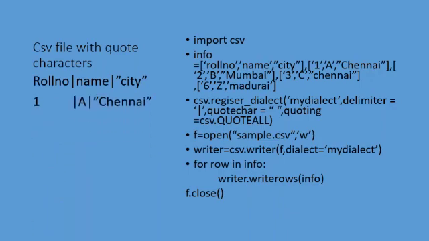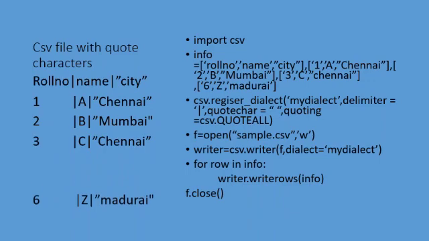Now how will the answer be? Let me show. Here I am giving double quotes for city, all the cities I have given. See the program coding: info is equal to roll number, name, and in city I have given double quotes. So all the places in city and the city names will be displayed with double quotes, like Chennai, Mumbai, Chennai, Madurai. The remaining won't be displayed with double quotes, the data alone will be displayed. And here also the delimiter I have given is the pipe symbol. So that's all. This is the output for this program.